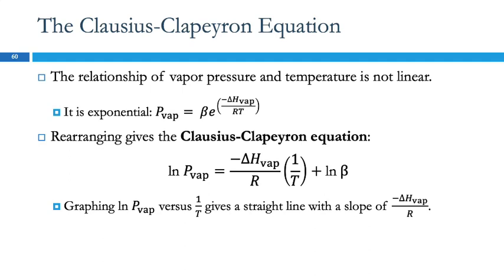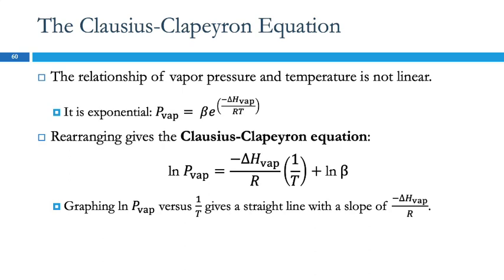As we see in those graphs, the relationship of vapor pressure and temperature is not linear. It's actually an exponential relationship. The vapor pressure is equal to this mess. We can rearrange, do some algebra magic on this to get this form of the equation. This is called the Clausius-Clapeyron equation, after the guys who came up with it. This is not an equation you need to memorize, but you should know how to use it.